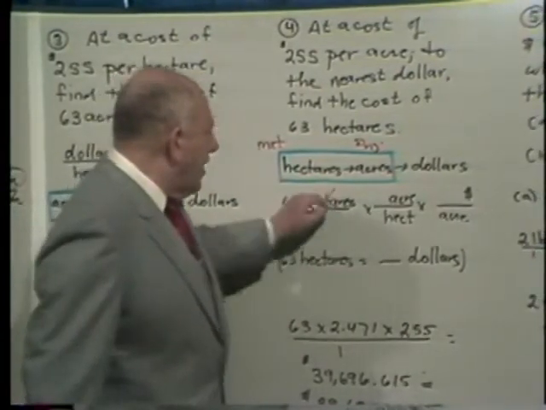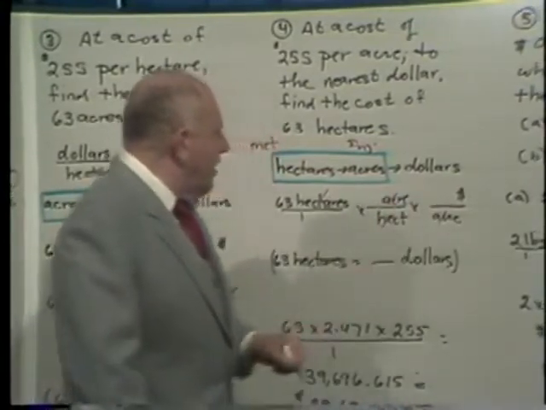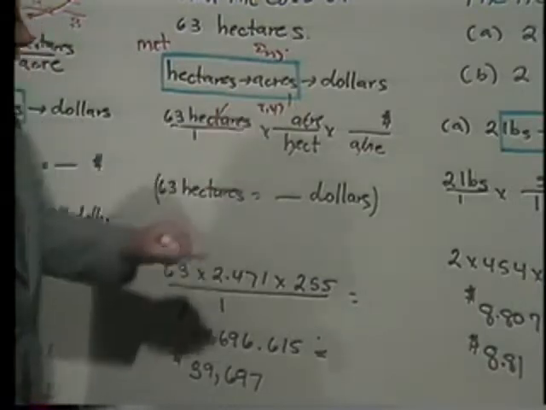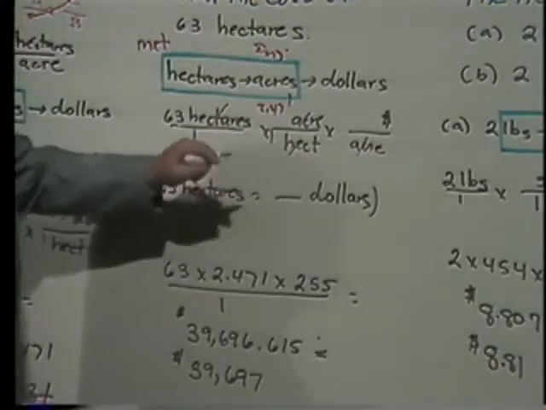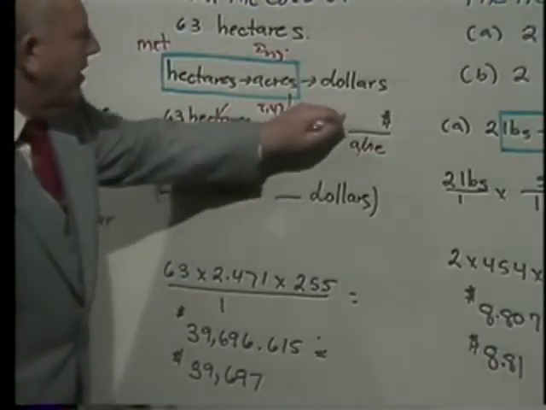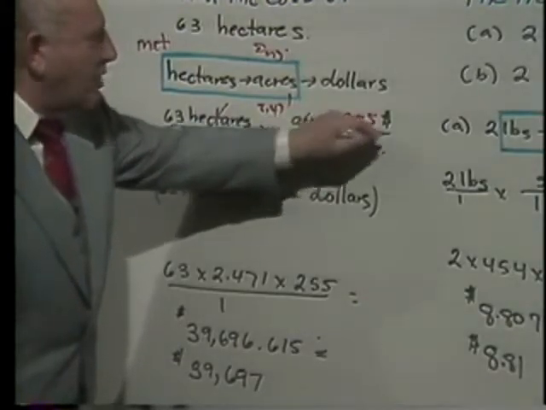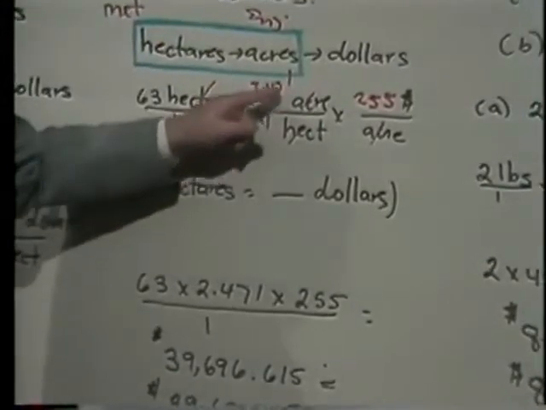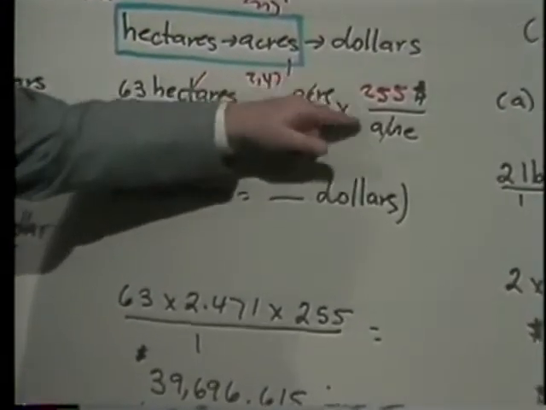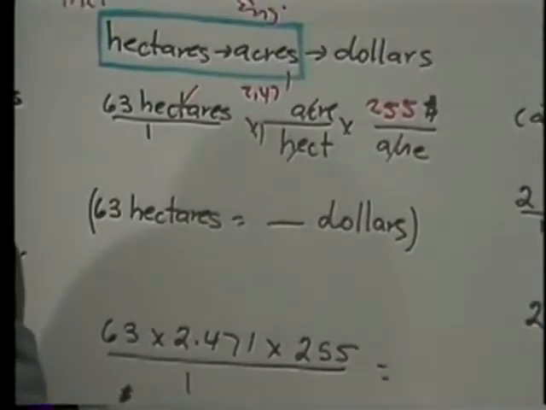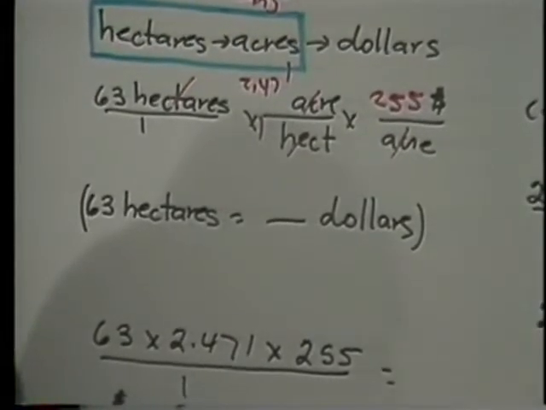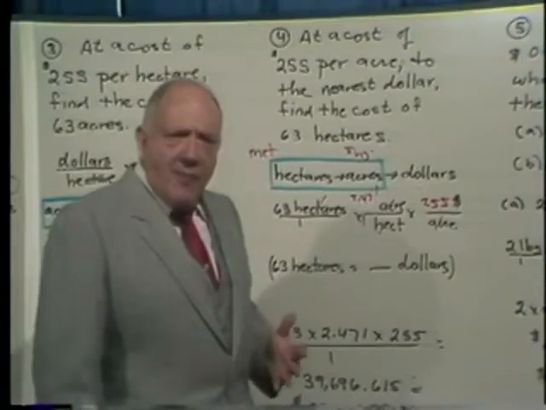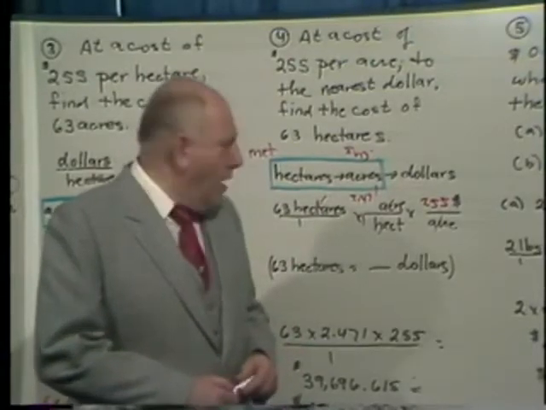Now, after I've checked that the dimensions are right, I put in the adjectives. There are 2.471 acres to 1 hectare. And how many dollars per acre in this problem? That's one you don't memorize. There are always 2.471 acres per hectare, but an acre doesn't always cost $255. That's just true in this particular case. Sometimes you have to read the problem to get the relationship. Other times the relationship exists independently of the problem.